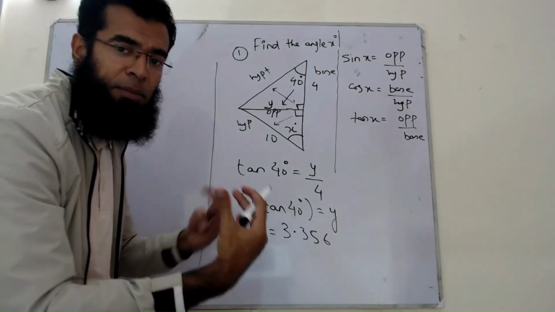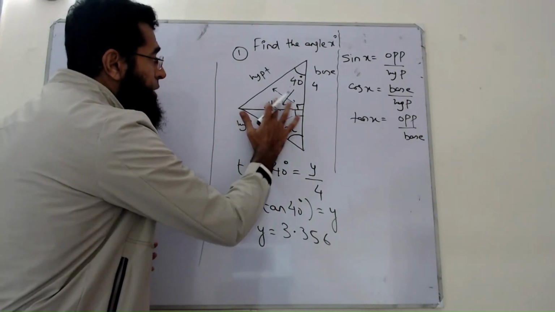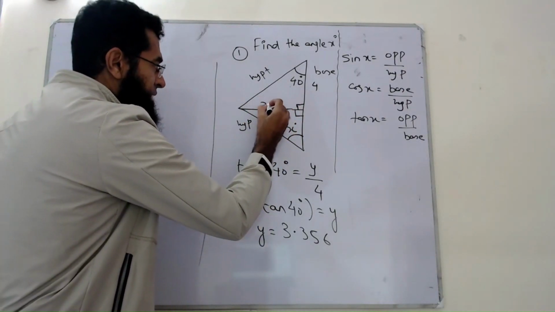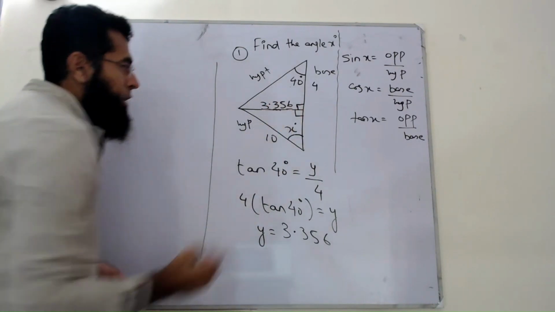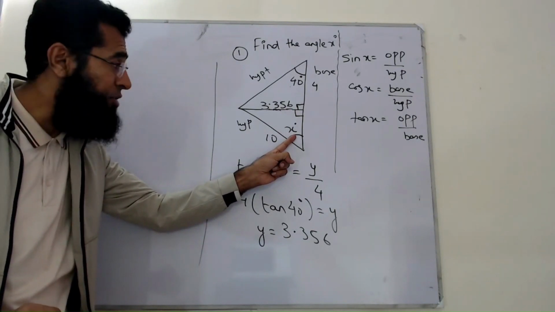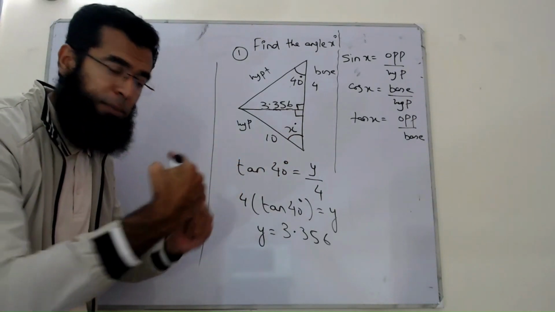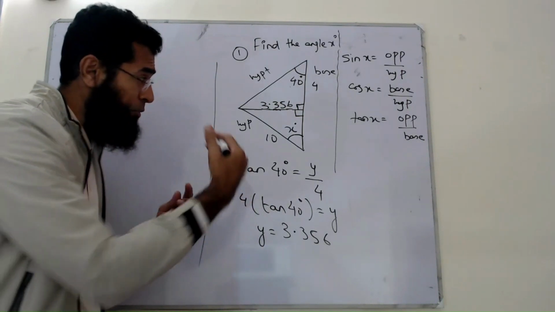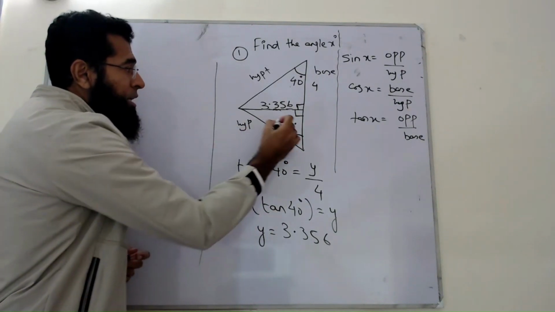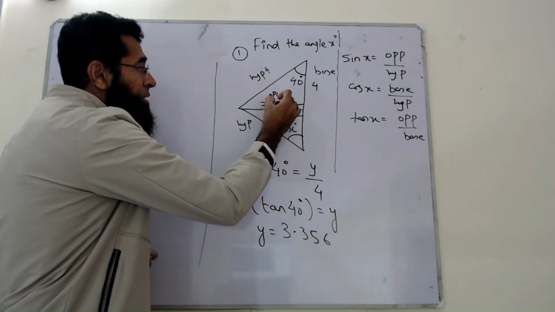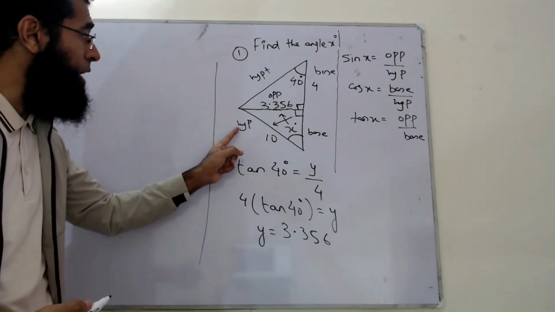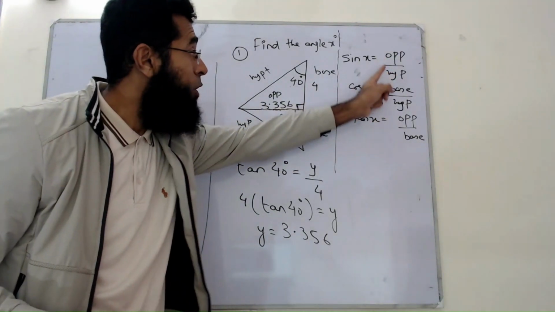Now let's rewrite this. I erase this. Let's say we have this length 3.356. Now the lower triangle is complete, and we have to find the angle in the lower right angle triangle. So now we treat it separately. We first label the sides: the side opposite the right angle is the hypotenuse, the side opposite the angle is the opposite, and the remaining side is the base. So again we have opposite and hypotenuse.